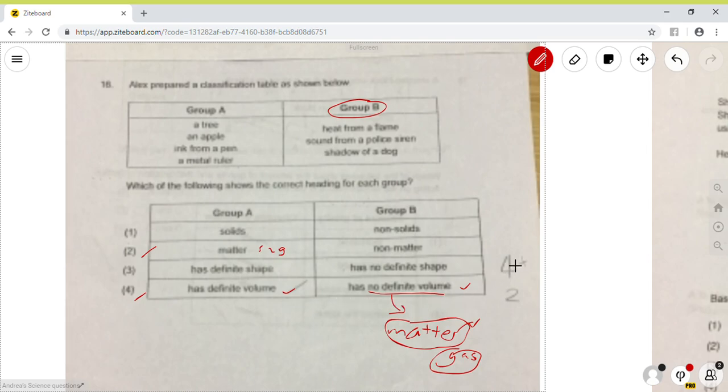Option 4 looks like an answer, but you have to go deeper and understand that the word volume, definite volume, is used to describe matter. In this case, these are non-matter. The items in group B are not matter at all, so there's no need to use a definite volume to describe group B. Okay, right, next one.